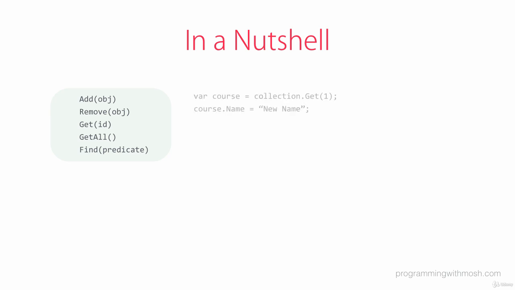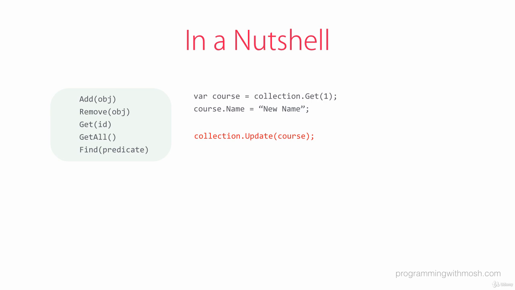Now, the theory behind what is the repository in practice. In a nutshell, this is what your repositories should look like. They should act like a collection of objects in memory. So we have methods to add or remove an object, get an object by ID, get all objects, or find them using a predicate. Note that here we do not have a method called update. Because with collections in memory, if we want to update an object, we simply get it from the collection and change it. We don't tell the collection to update an object.